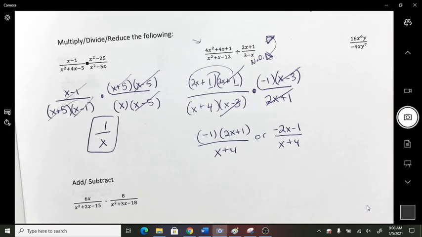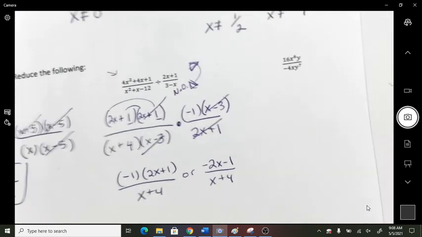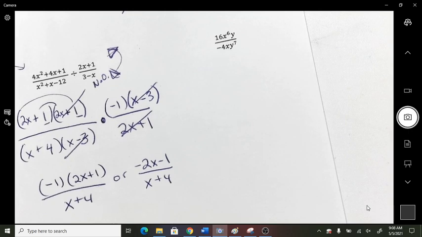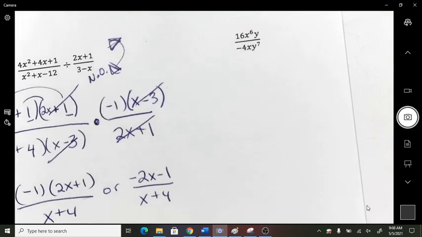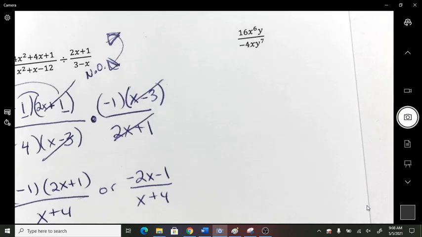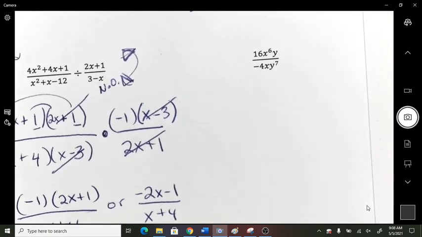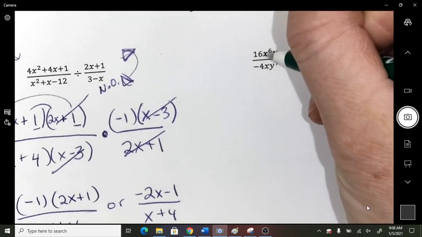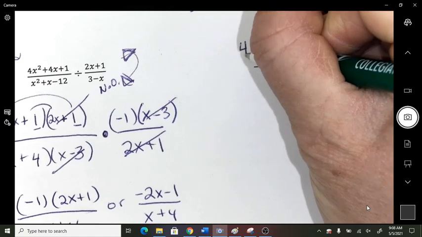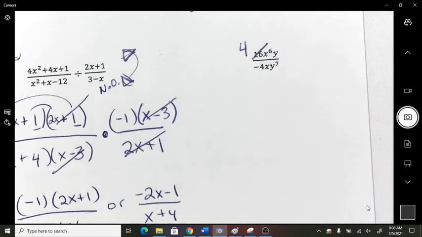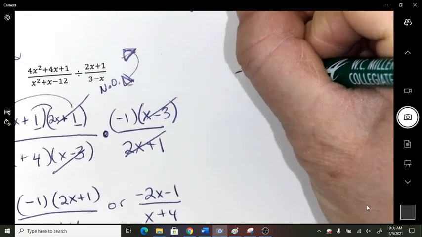Okay, last one of that. This is a type where you just say, what can I cancel? So is there a number I can divide out of everything? I can divide by 4. So I'm going to cross that out and put a 4. Cross that out and put a negative 1.